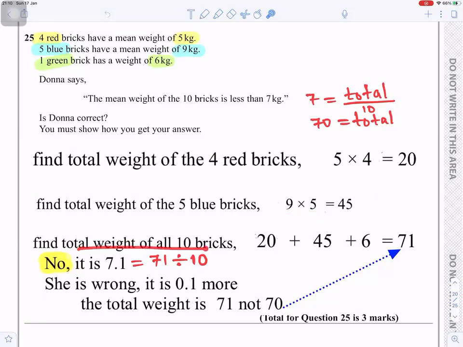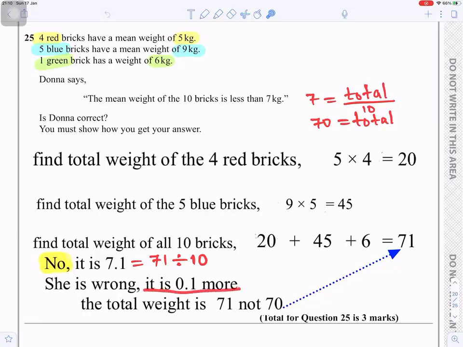And the total weight of the 10 bricks: there's 4 red, 5 blue, and 1 green. 4 plus 5 is 9, plus 1 is 10. So the total weight of the 10 bricks is 20 for the red, 45 for the blue, plus 6 for the green. That gives you 71. So if you find the mean of the 10 bricks, it will be 71 divided by 10, which would give you 7.1. And 7.1 is not less than 7 kilograms. So is Donna correct? No, she is wrong.